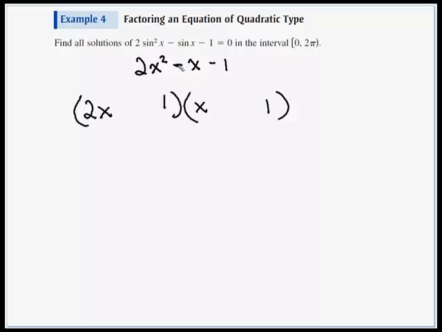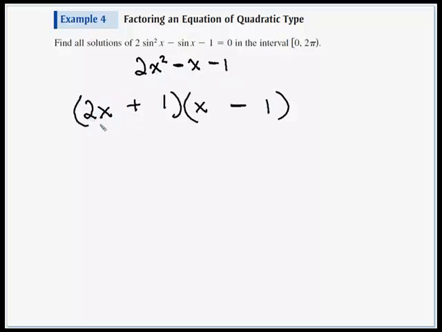And we just want to make sure when we add we get a negative, and when we multiply we get a negative. So these are going to be different signs. And the negative is the more powerful. So the 2 times this will probably be a negative 1, making this a positive 1. So let's see if I FOIL that out. Yes, I do get back to where I started.